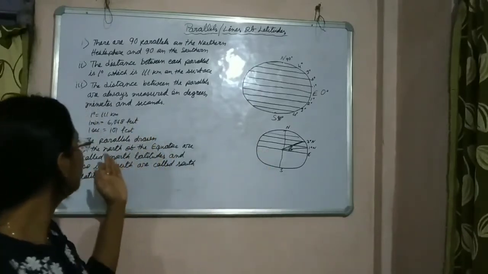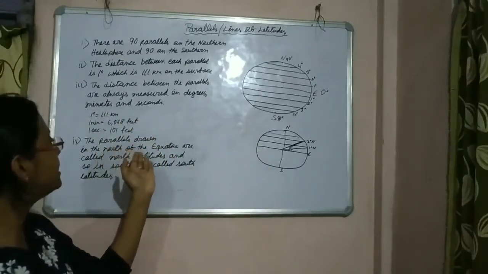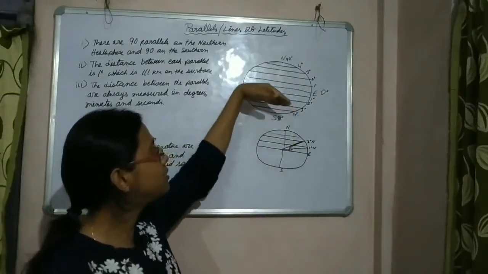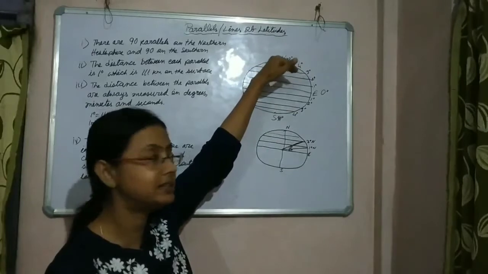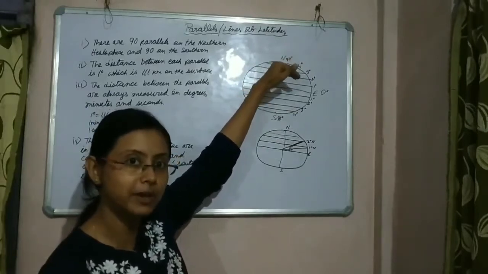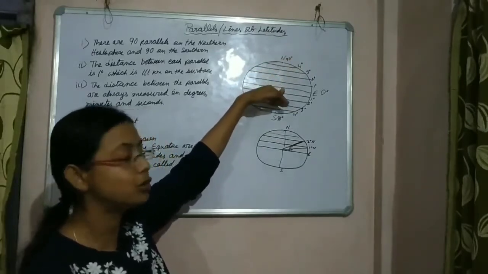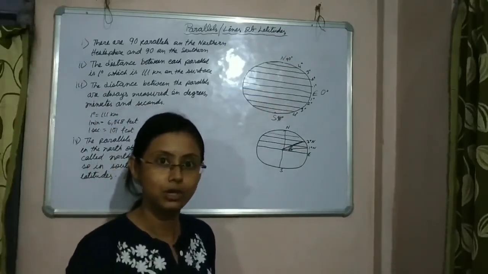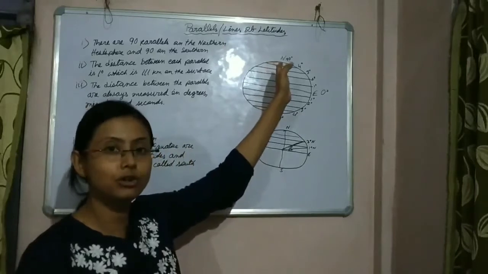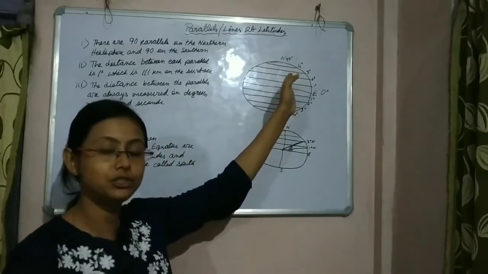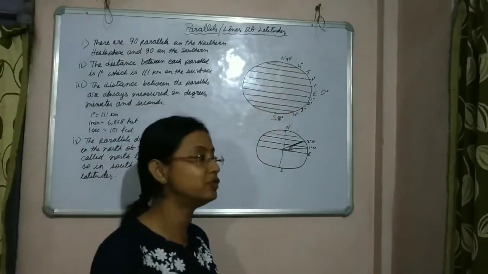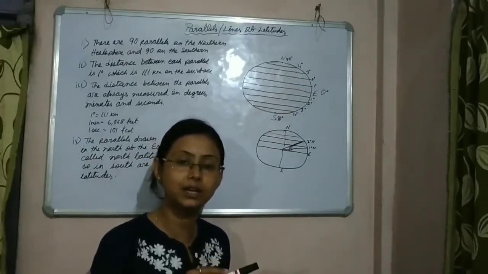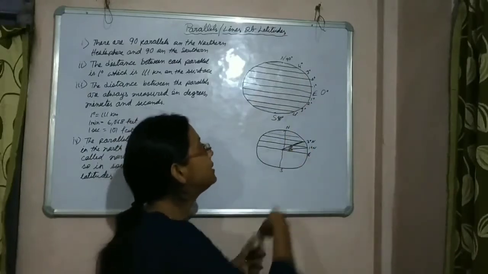Next, the next part is the parallels. What are the names of these parallels? The parallels drawn on the northern hemisphere are called north latitudes or north parallels, and the lines drawn on the southern hemisphere are called south latitudes. The parallels drawn on the northern hemisphere we call north latitudes, and we signify them with the letter N. Suppose we are taking the reference of the 1 degree north parallel, then we will always write 1 degree N.